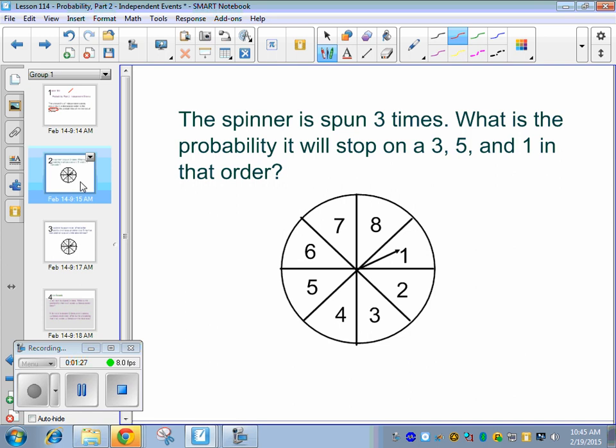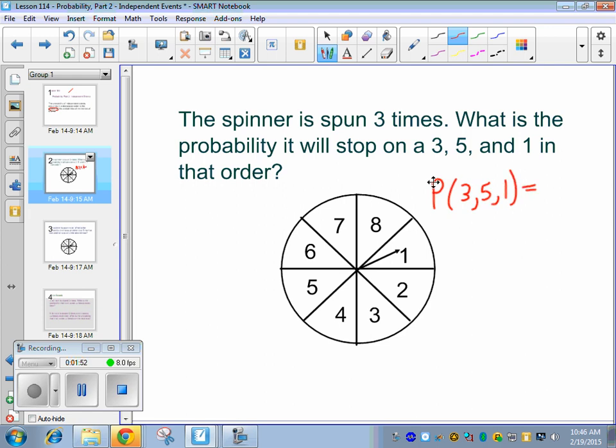What is the probability it will stop on a 3, 5, and 1 in that order? So we have 3 independent events occurring. All right? So we have to do the probability of all 3 of them happening. So I want the probability of getting a 3, and then a 5, and then a 1.